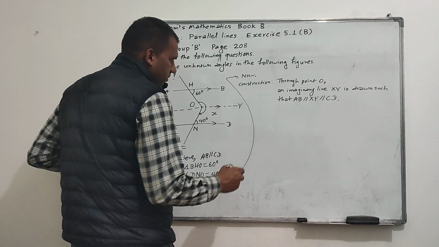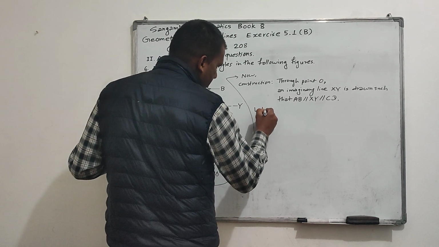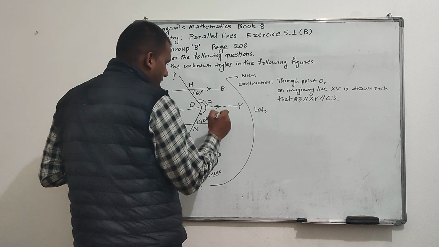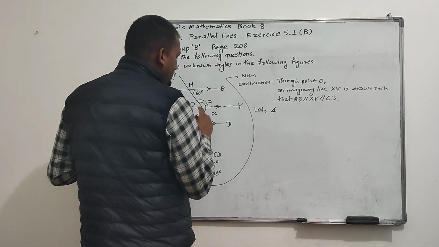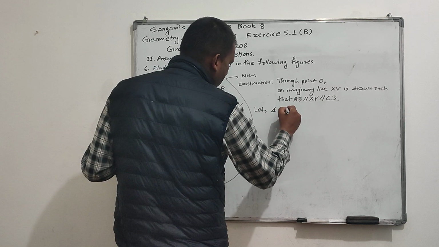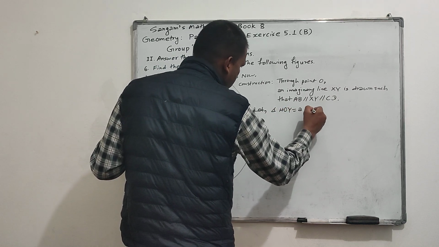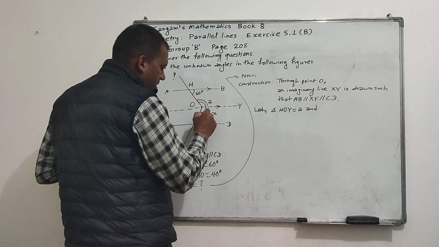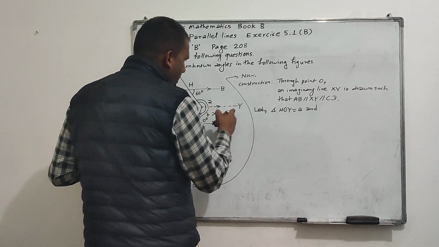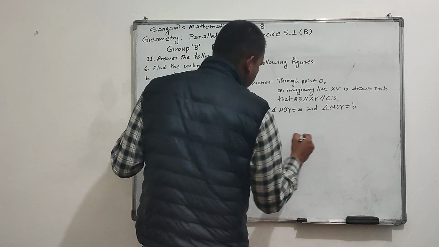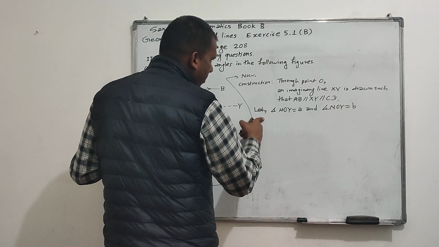Then the upper part of x, this angle, be A. Angle SOY equal to A. And suppose this lower part of x, this angle, be B. Angle NOY equal to B.